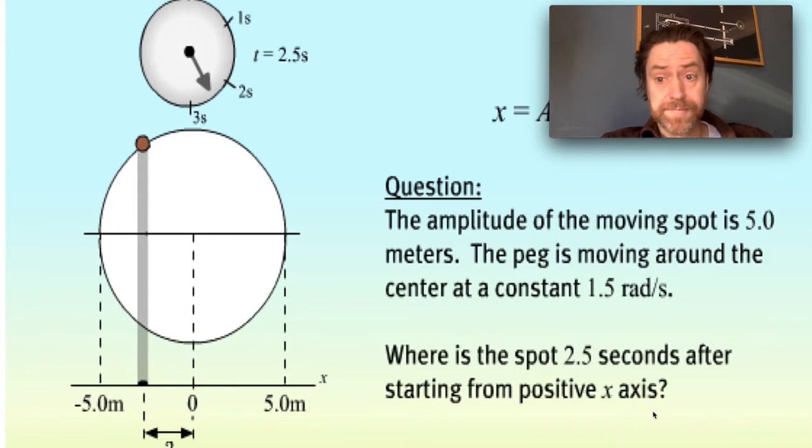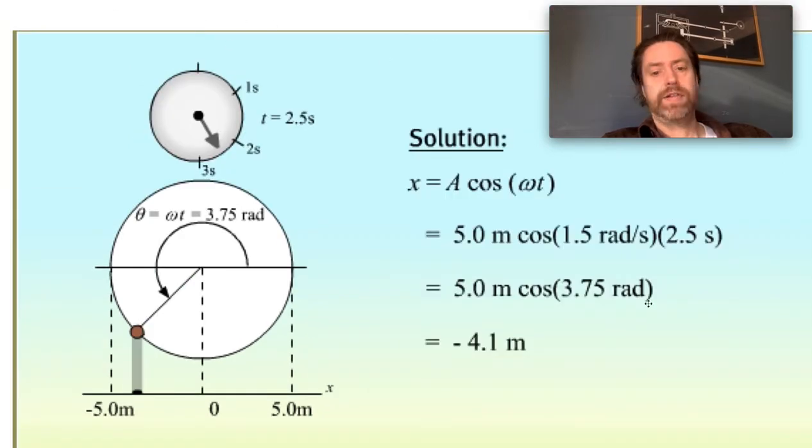So try it. Okay, so let's have a look at the solution. So we use our equation. The displacement is a cos omega t.